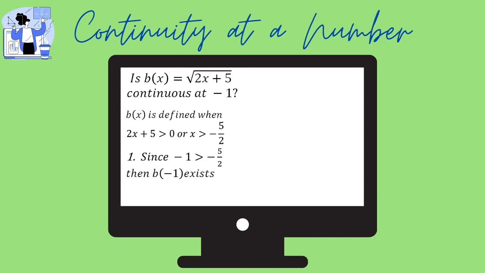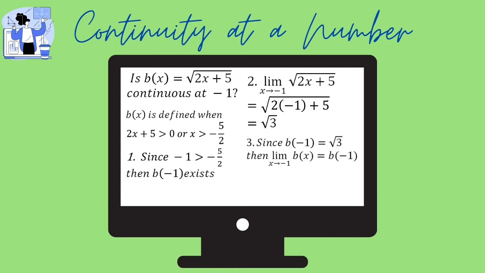In finding the limit, we substitute negative 1 to x, obtaining square root of 3. Since b of negative 1 is also equal to square root of 3, then the limit of b of x as x approaches negative 1 is equal to b of negative 1. Therefore, b is continuous at negative 1.